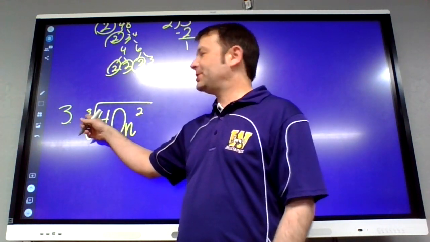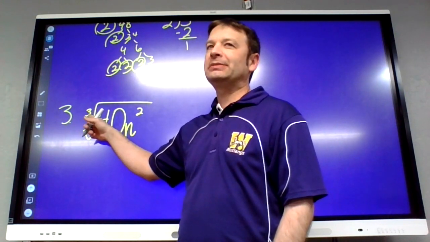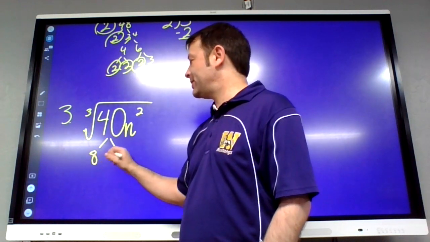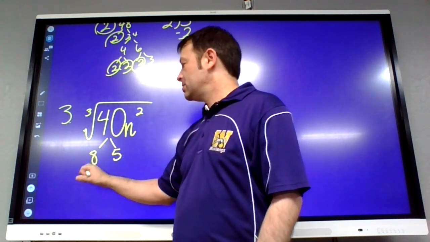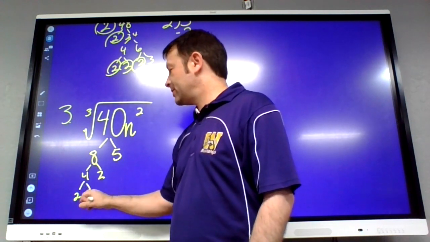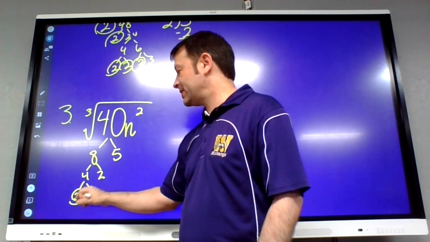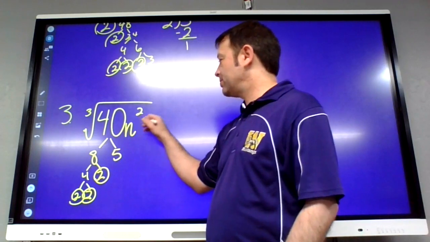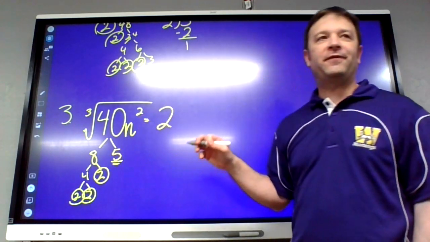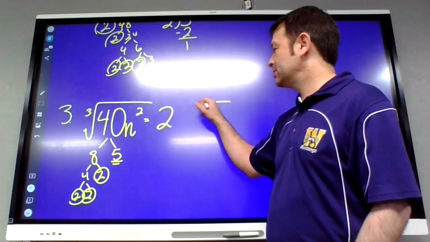So, what do I have to do if it's a cube root? Right, you have to do the tree, and it has to have 3. That rhymes. You have to do the tree, it has to have 3. So there's a triple 2 inside of 40. So the 2 comes out, and then there's a 5 left behind.